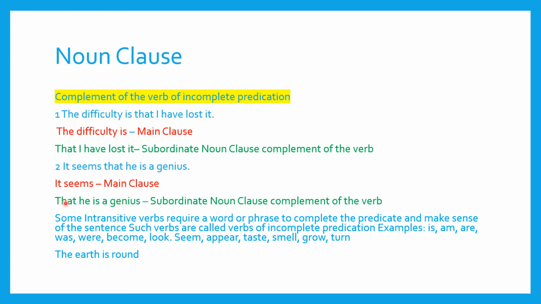Why is that he is a genius a subordinate noun clause? Because when you ask the question what after this verb seems, you get the answer that he is a genius. So therefore, this clause that he is a genius is the subordinate noun clause, complement of this verb seems of incomplete predication.